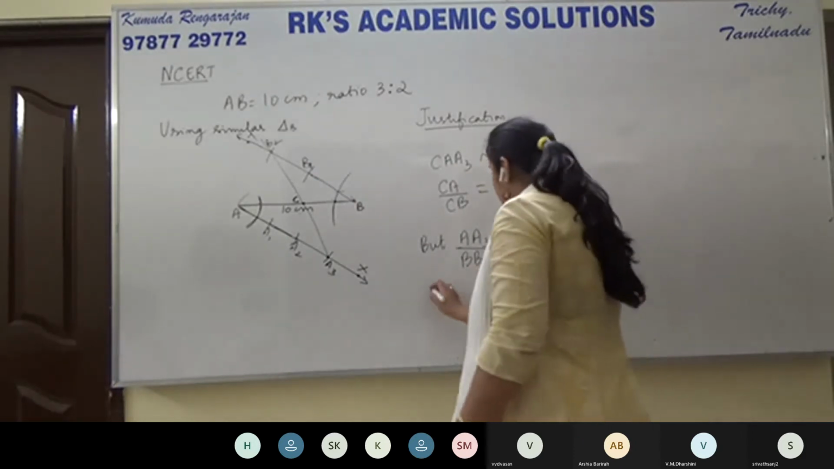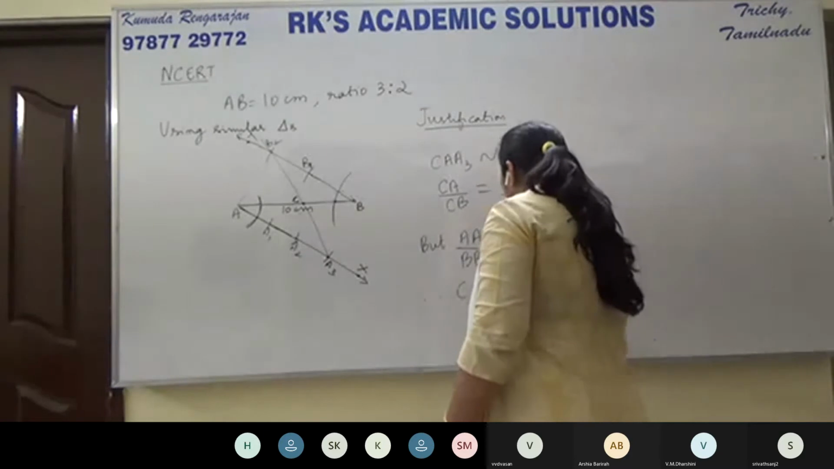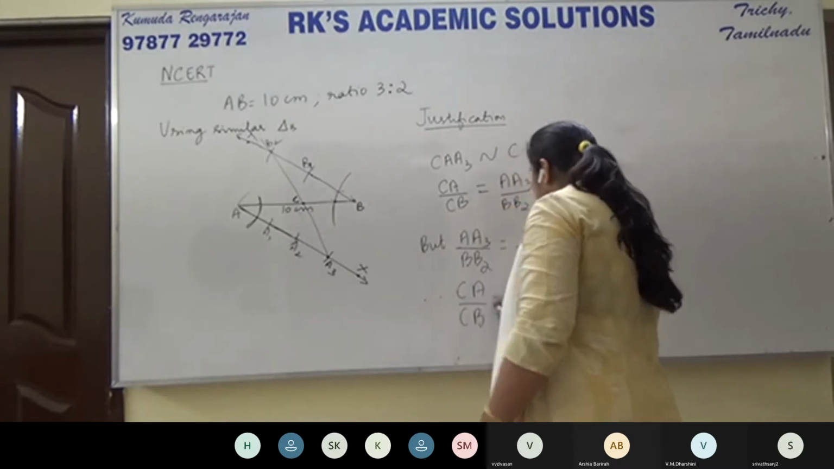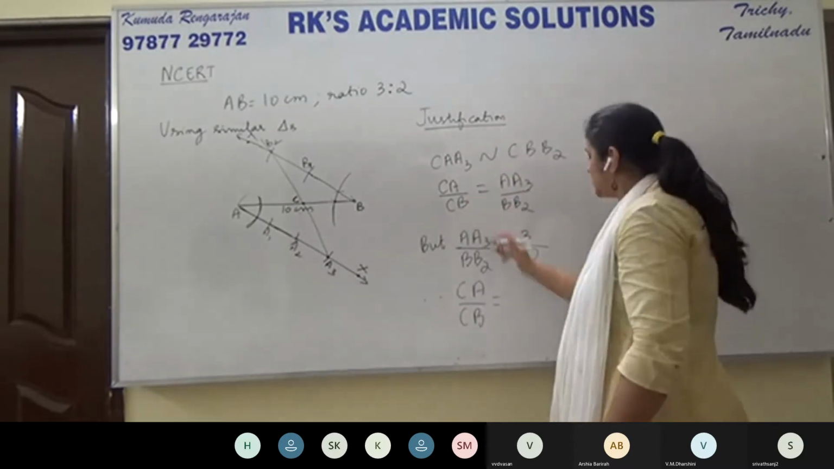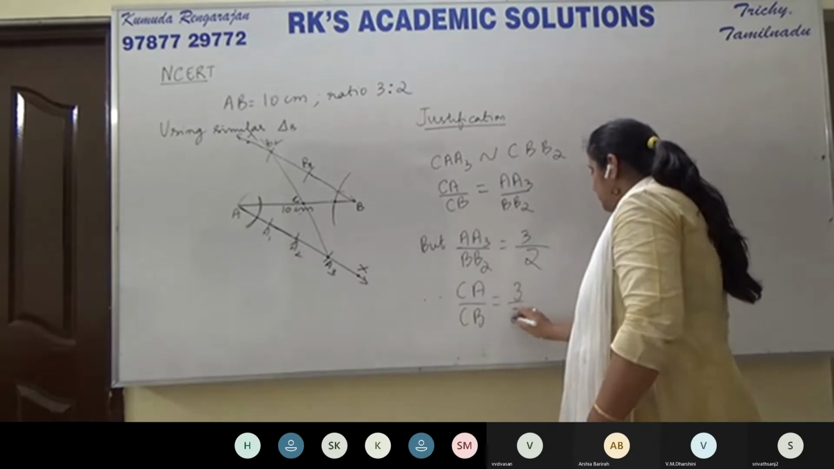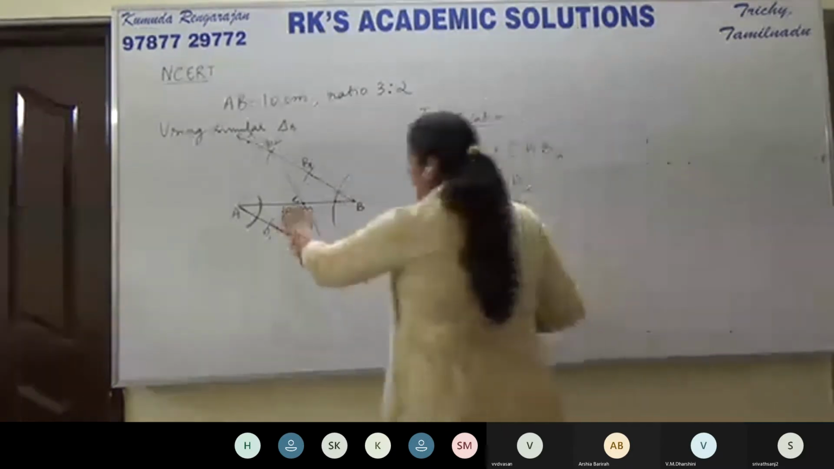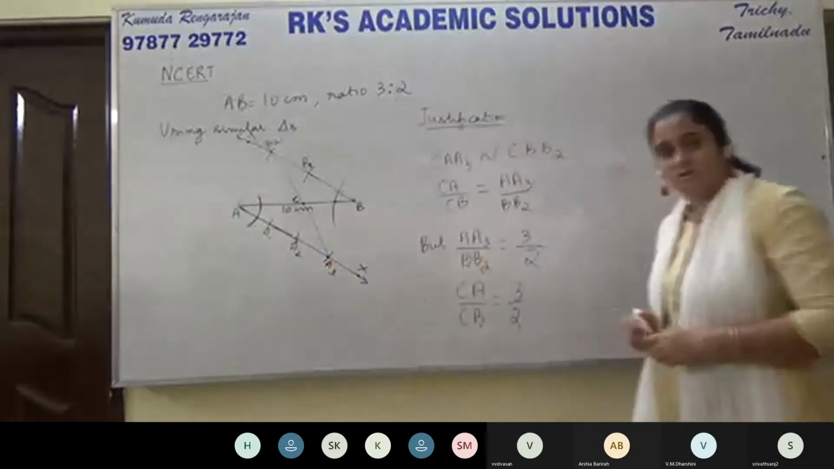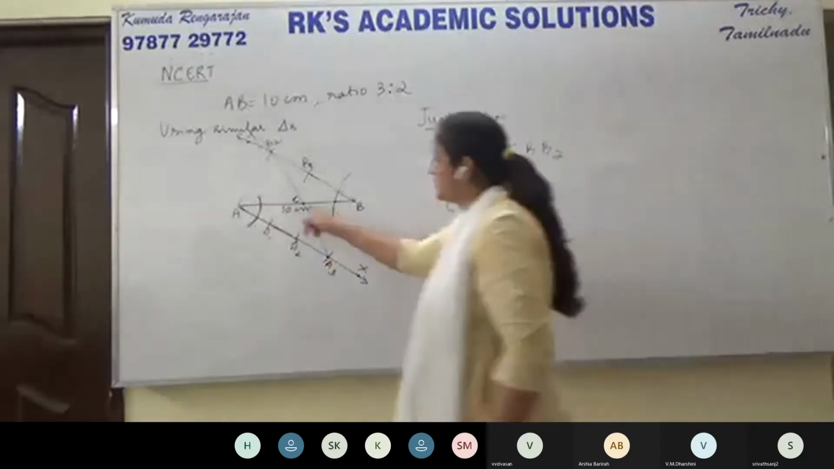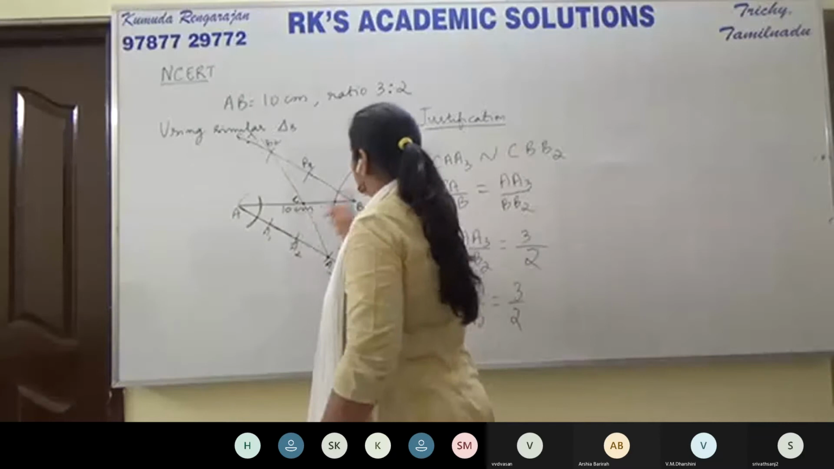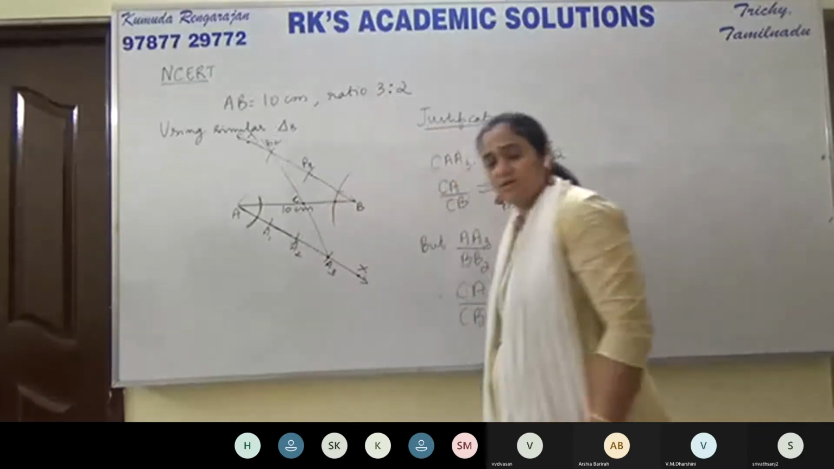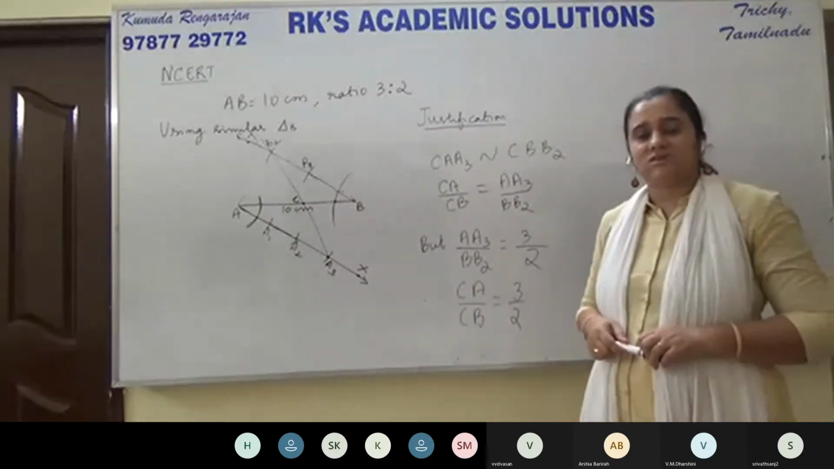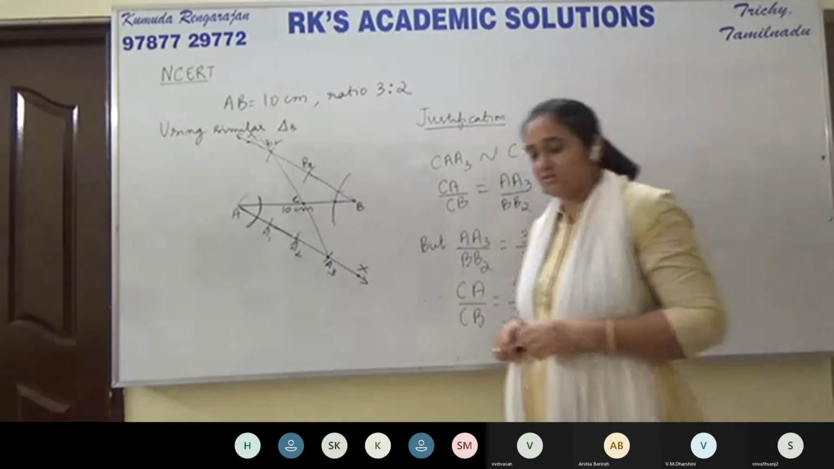Therefore, CA by CB will also be 3 by 2, because these two ratios are equal. That is, CA is to CB is 3:2. This is how we construct using the concept of similar triangles.